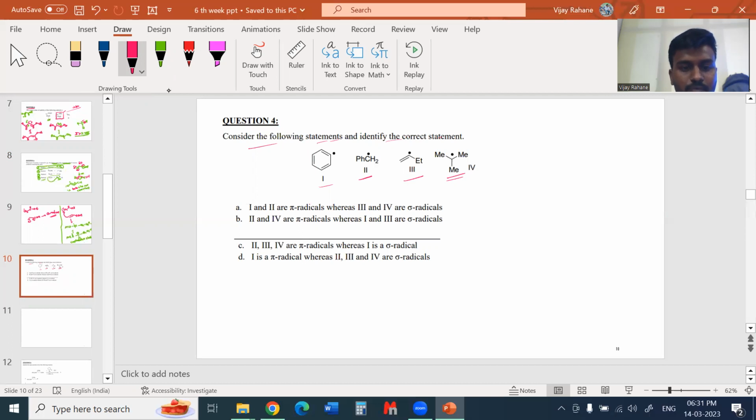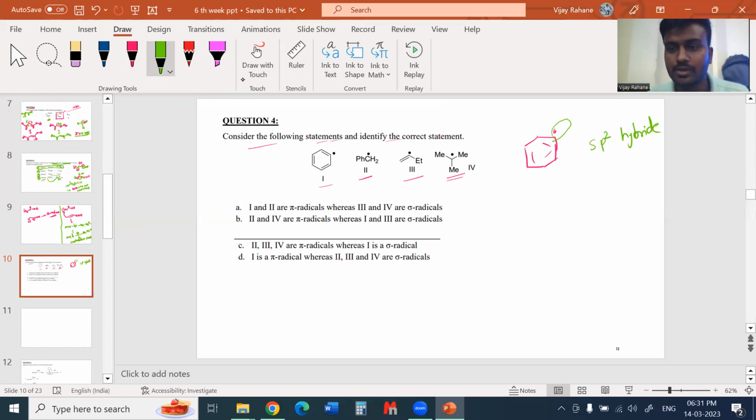The first statement is that 1 and 2 are pi radicals, whereas 3 and 4 are sigma radicals. So we need to understand, among all four, which is a pi radical and which is a sigma radical. First, we need to distinguish them. The first one is a phenyl, and the radical on this phenyl ring is at the sp2 carbon atom, in an sp2 hybrid orbital, right?